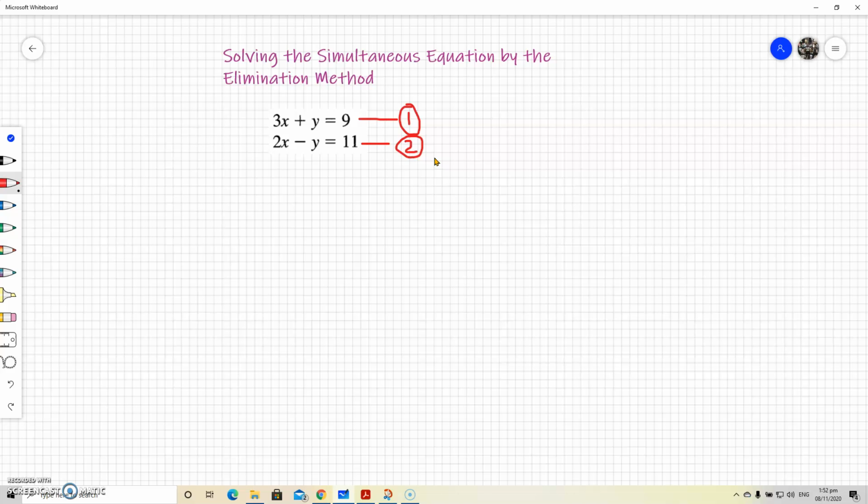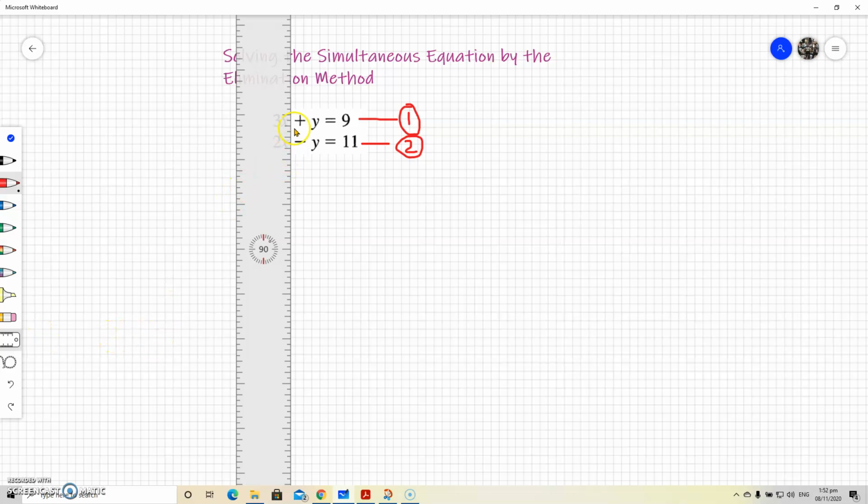Alright, now elimination means that we're going to eliminate one variable. In this case, it happens that I have plus y and negative y. So I have alternating signs. The coefficient here is 1, the coefficient here is minus 1. So I'm going to add equation 1 with equation 2. Let's see what happens.